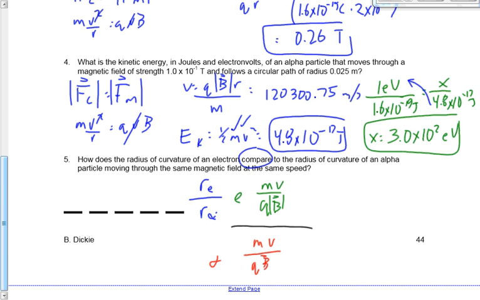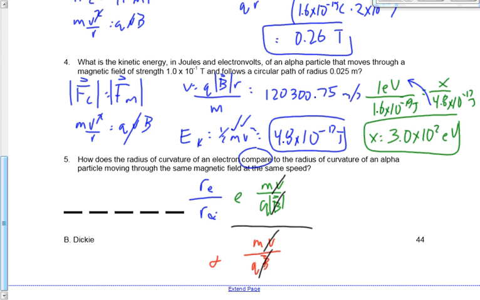Well, we're talking about two things moving at the same speed, so v's cancel, right? mv over qb divided by mv over qb, v's cancel. Same magnetic field, b's cancel. Now all we're left with is the mass of the electron divided by the charge of the electron, divided by the mass of the alpha particle divided by the charge of the alpha particle.